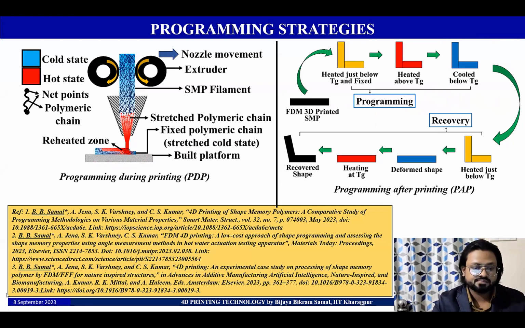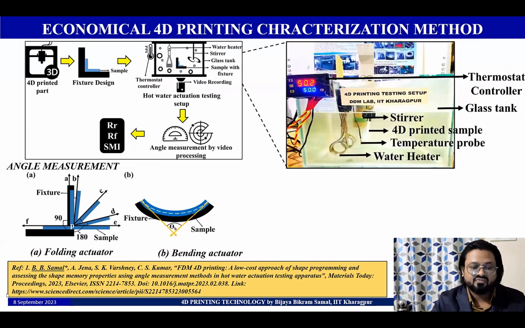Now coming to the economical 4D printing characterization method. Here we have considered a hot water actuation testing setup. Apart from that, we are also considering an angle measurement scheme by some video processing software, and we are calculating the shape recovery ratio, shape fixation ratio, and shape memory index.